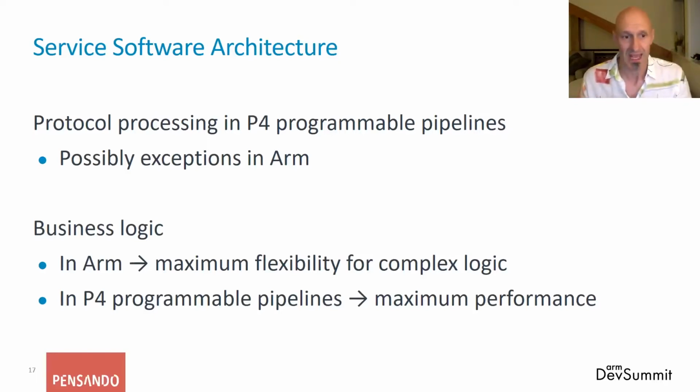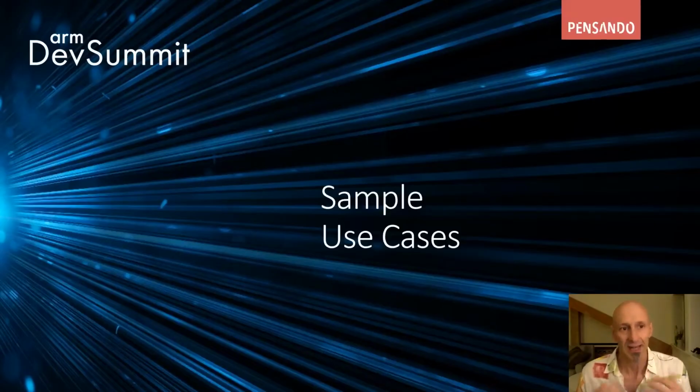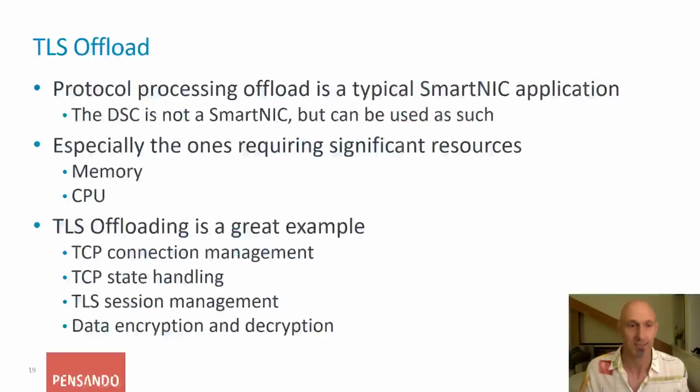ARM cores. And the business logic can be implemented in the ARM cores if we want maximum flexibility for complex logic that we want to implement, or it can be implemented in the P4 programmable pipelines to have higher performance, maximum performance. Now let's take a look at a couple of sample use cases to see how these various components in the hardware architecture can be used when we implement specific services, specific functionalities.